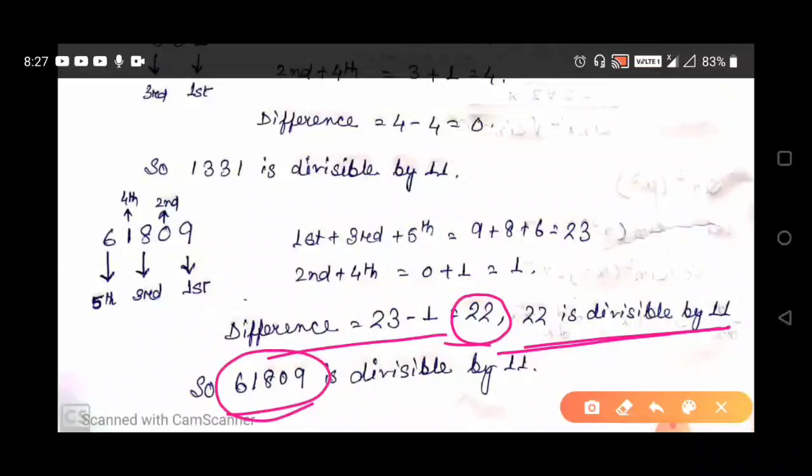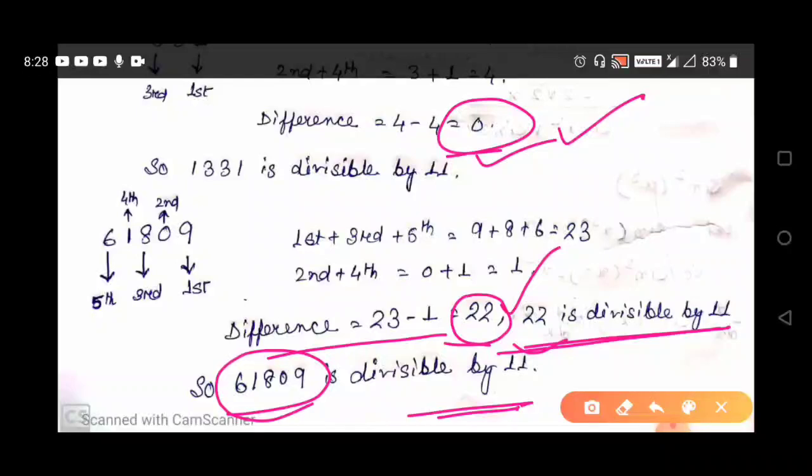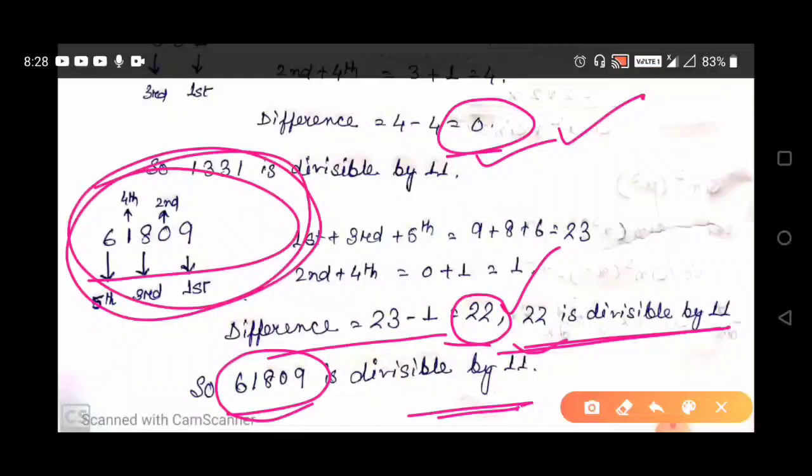So the rule is, whenever this difference is 0 or the number which is divisible by 11, then the given number is divisible by 11. In our first example, our difference was 0, so it is divisible by 11. And in our second example, our difference is 22, which is divisible by 11. Therefore, the given number is divisible by 11.